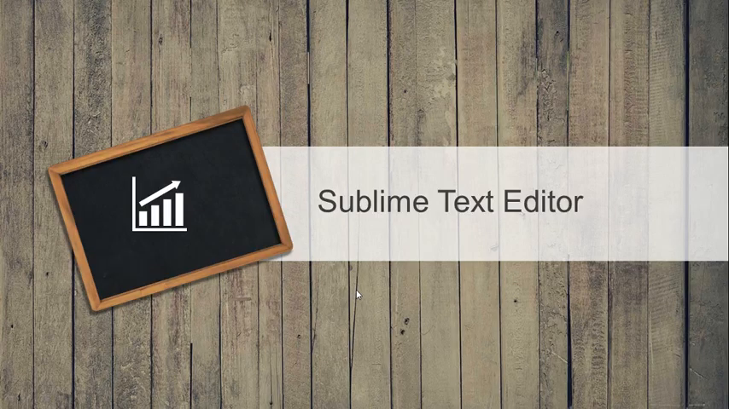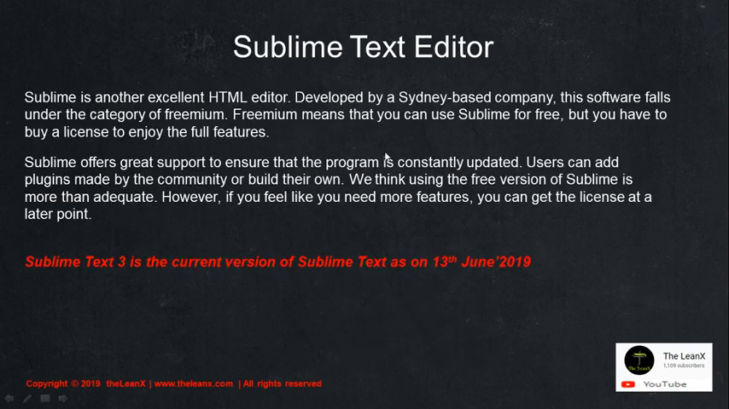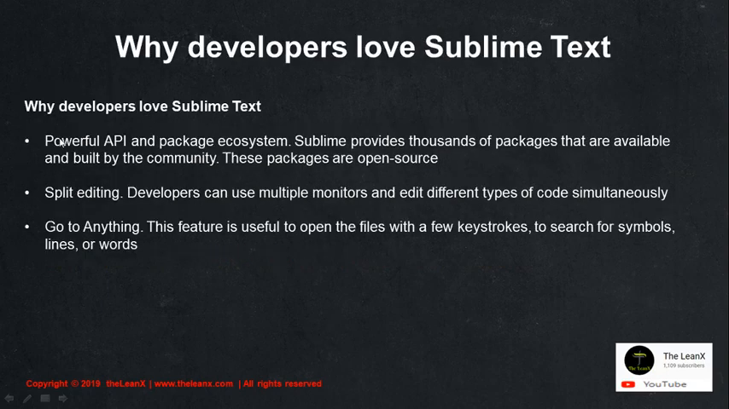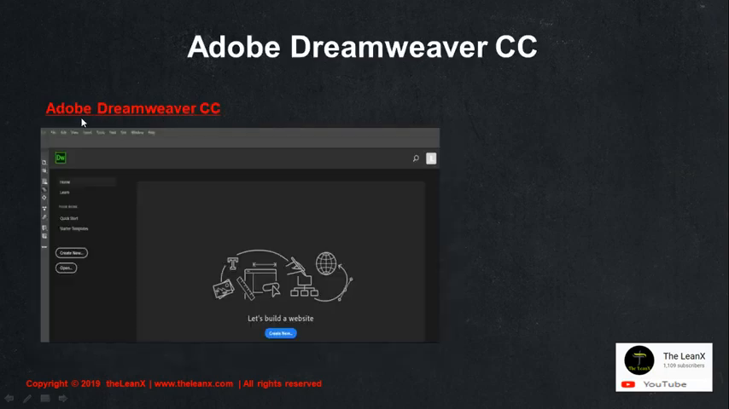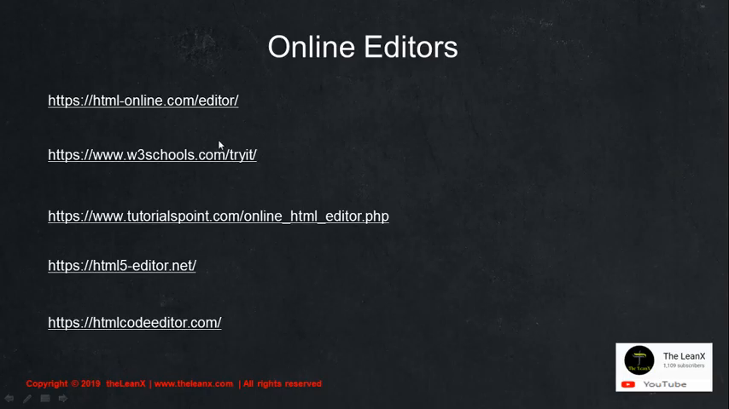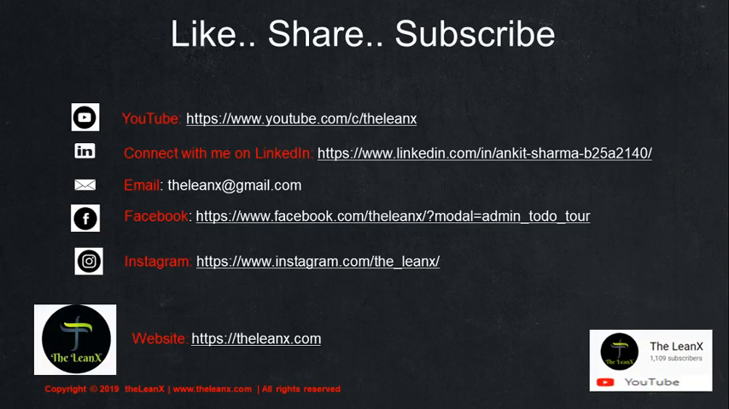Then you can use advanced HTML editors. I'm generally using the Sublime editor. This is the reason I have given more detail about Sublime Text Editor here. So why we are using it, what the key features are, why we love it, and then other editors like Notepad, Atom, Adobe, and then online editors. I have given a few links. You can click on the links, enjoy developing some cool stuff, and then pros and cons of HTML editors.